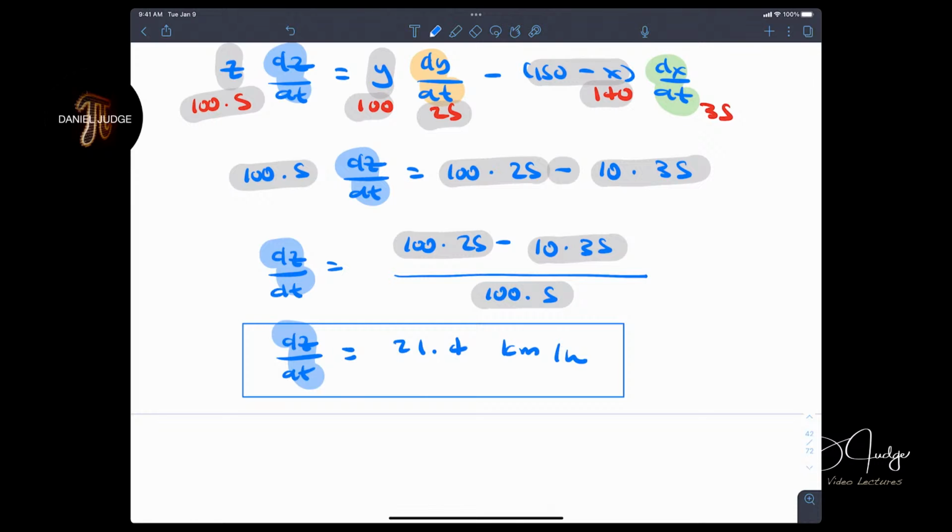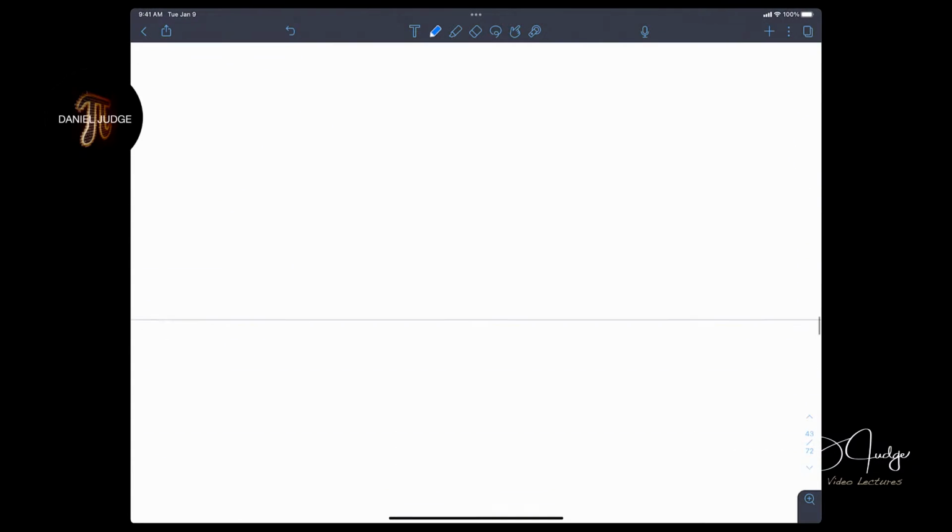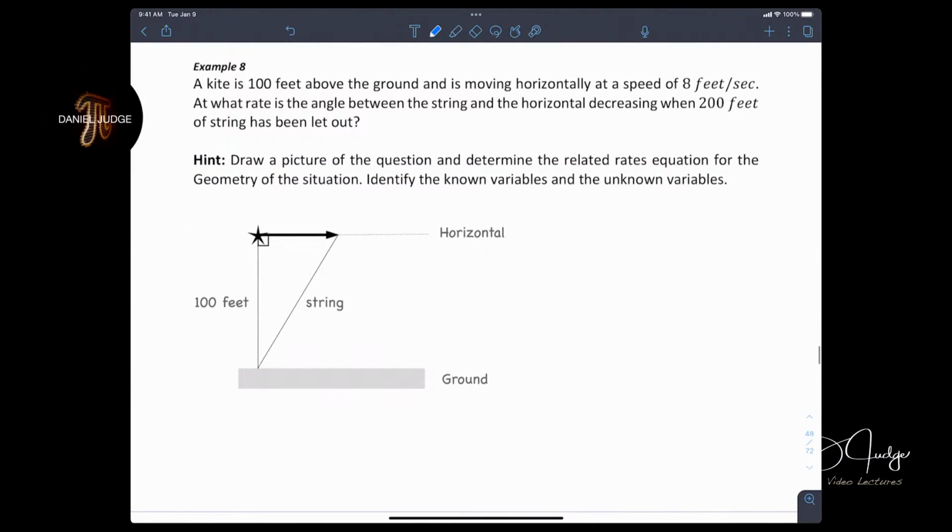So it's a slight variation of the last example here. Okay, slight variation of it. And that's a pretty good question too. Related rates equations, ladies and gentlemen. Okay.